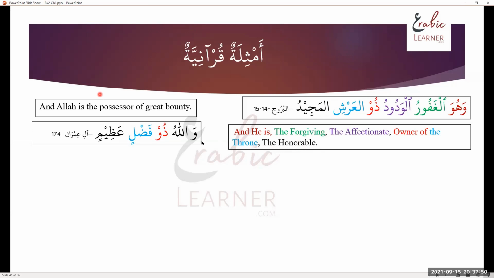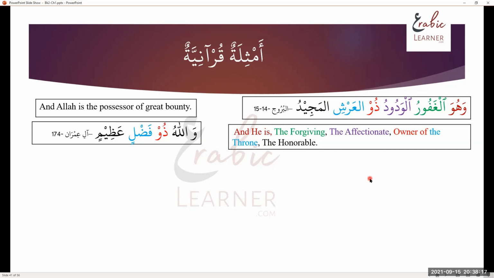Yes, so Sister Aisha, yes. So partially your answer is correct. Al-Ghafur is khabar 1. Al-Wadud is khabar 2. Dhul Arsh, sorry, is another khabar. Okay. And Al-Majid is also khabar. So khabar 1, khabar 2, khabar 3, khabar 4.